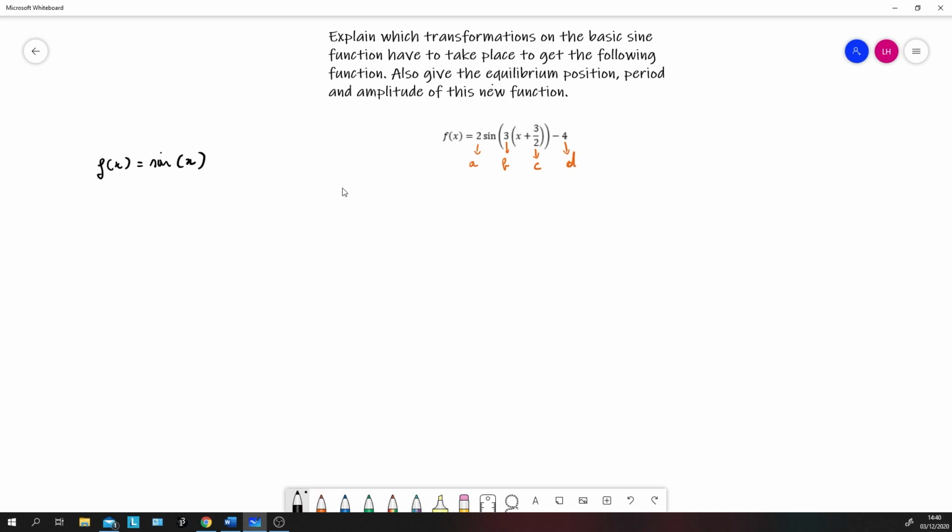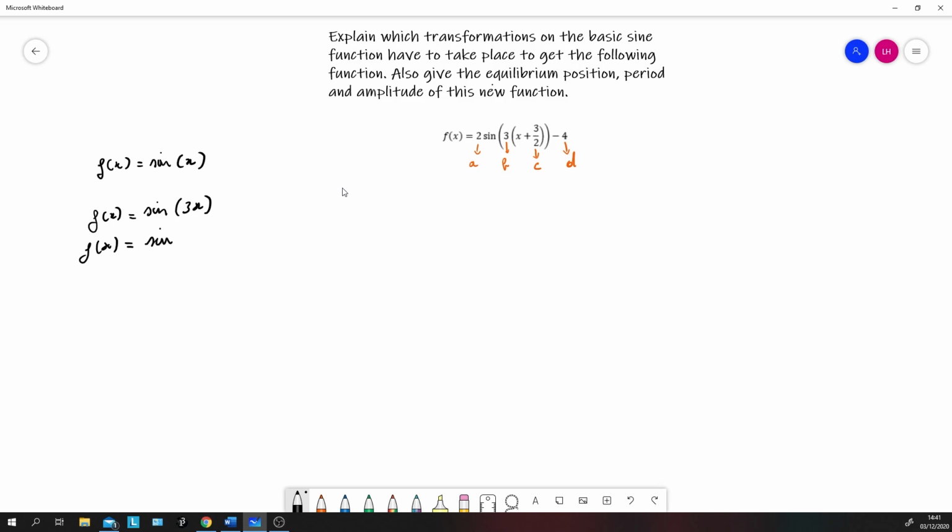Alright, so in these types of exercises, the order in which we implement the parameters is important. For example, if we first implement the b parameter, or horizontal stretch, we have something like this: f(x) = sin 3x. Now, if we then implement the c parameter, our horizontal shift, we have something like this.